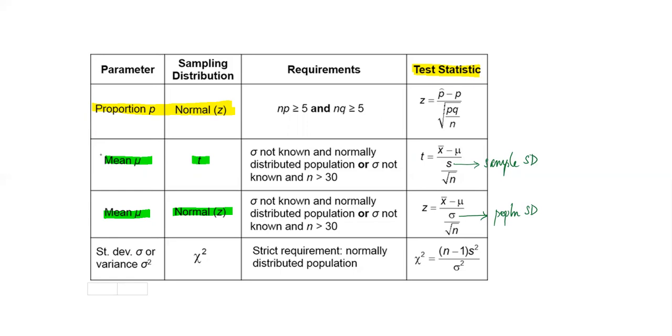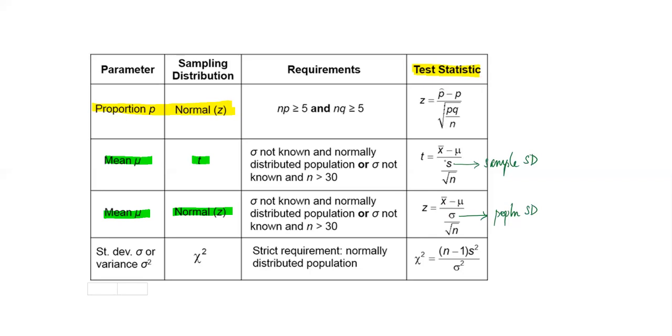If you were trying to test the claim related to mean, they said the mean time for oil change is this, the mean time for a breakfast drive-through order was this, whatever could be the background. If the claim was to do with mean, you had two options. So what happens if you knew what sigma was, and if you did not know what sigma was. If we didn't know what sigma was, we would use T. If we knew sigma, we would use this formula, because you have a place to plug in for sigma.